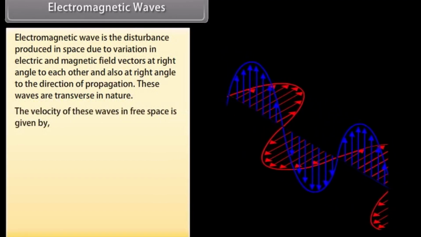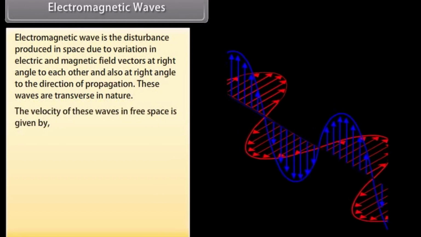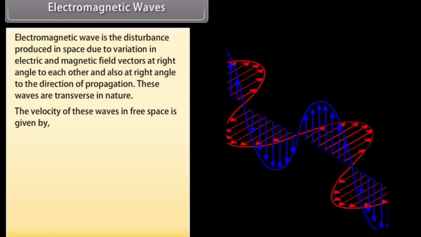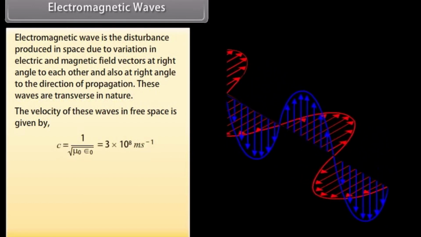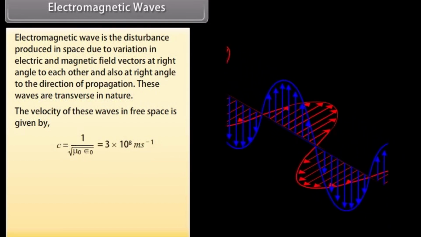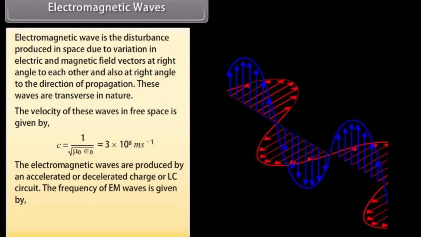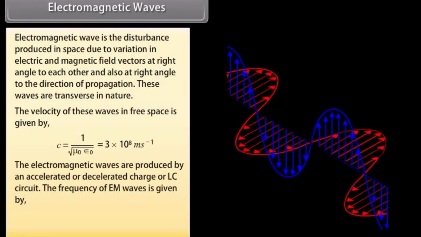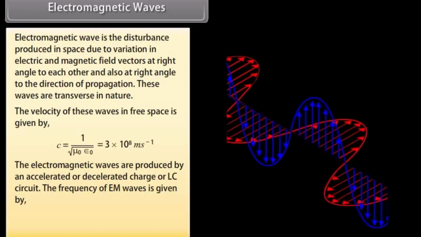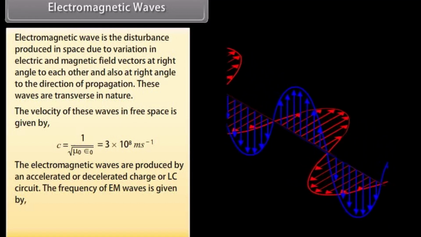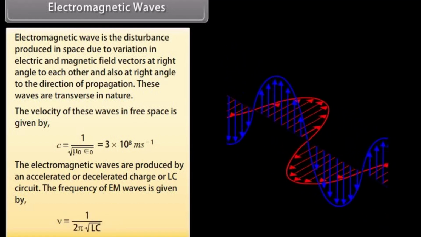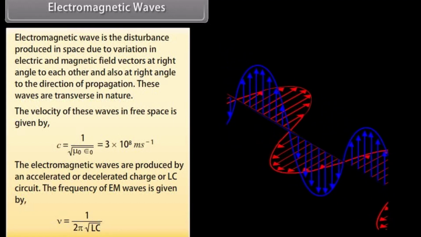The velocity of these waves in free space is equal to the velocity of light, which is equal to 3 into 10 raised to the power 8 meters per second. Electromagnetic waves are produced by an accelerated or decelerated charge of an LC circuit. The frequency of EM waves is given by 1 upon 2 pi under root LC.